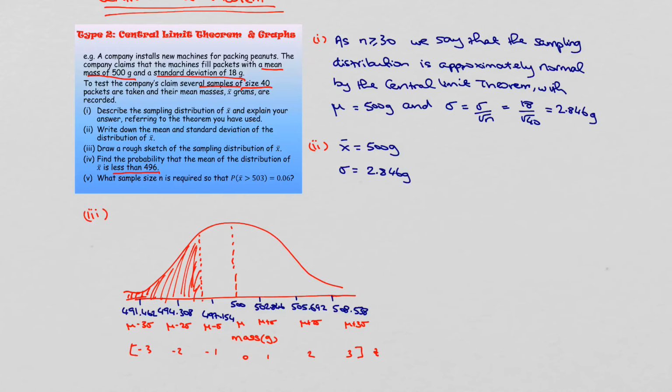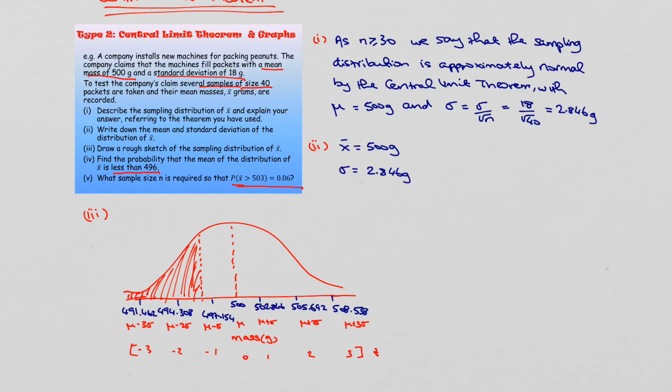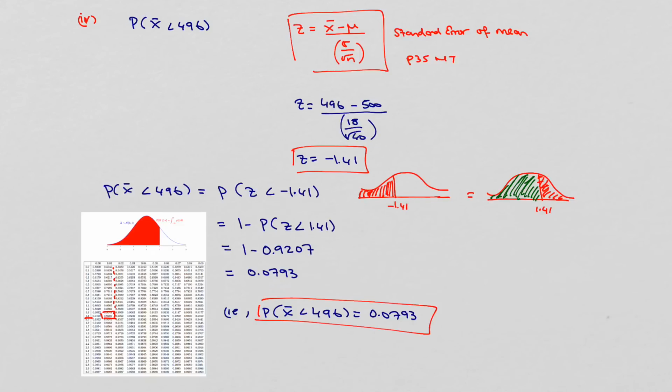And there we have the last part, which is what sample size n is required so that the probability is greater than 0.06. So the probability, I'll go back, that the sample mean is greater than or equal to 503 is equal to 0.06.